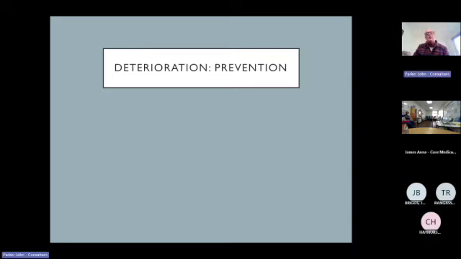So going through the PEER structure, let's talk about prevention. These are sort of things that will be in place to a greater or lesser extent across the trust. System things, such as daily safety huddles, looking at the potential patients that could deteriorate and making plans in advance for those.